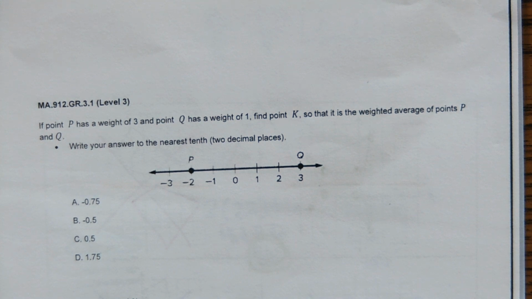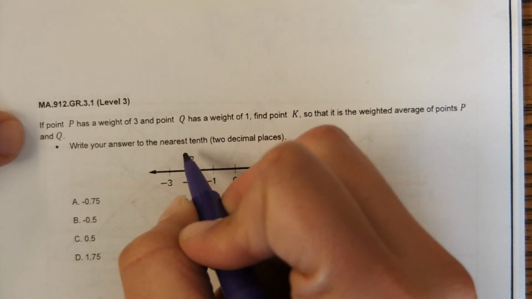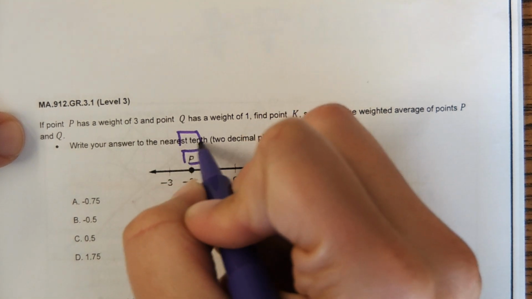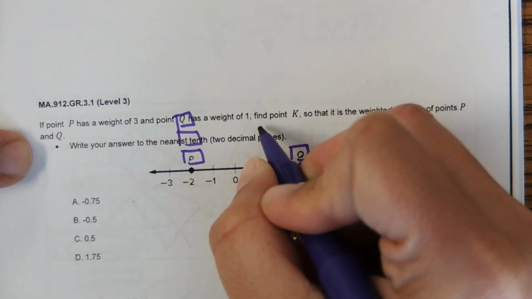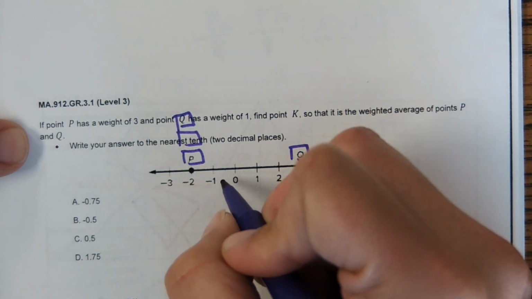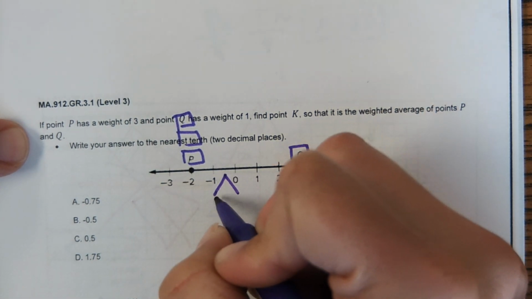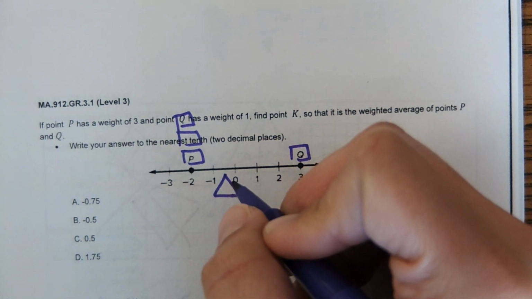Okay, so this one right here, this is a weighted average. It says if point P has a weight of 3, so point P right here, like there's 3 weights on here, and Q has a weight of 1, find point K so that the weighted average of point P and Q. So it's looking for like the balance point.